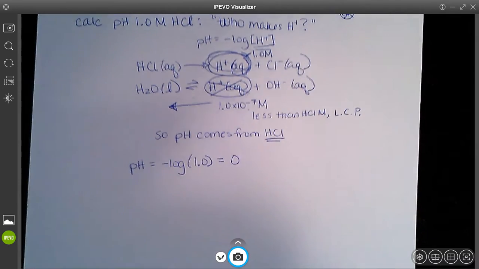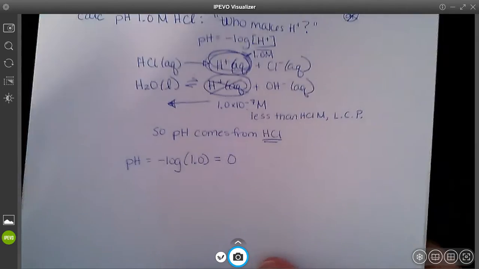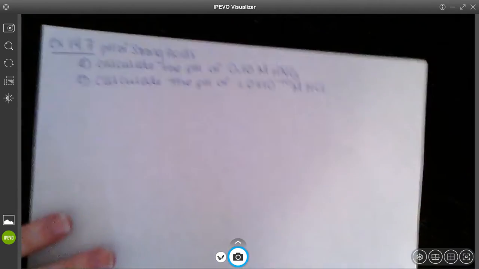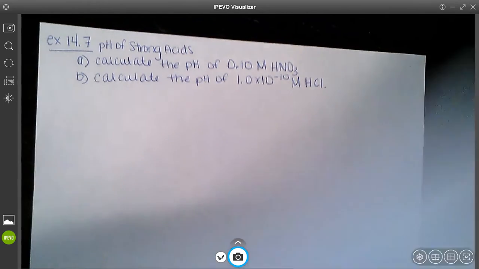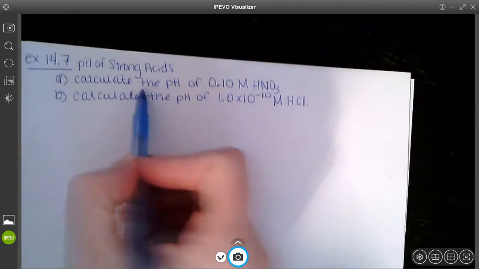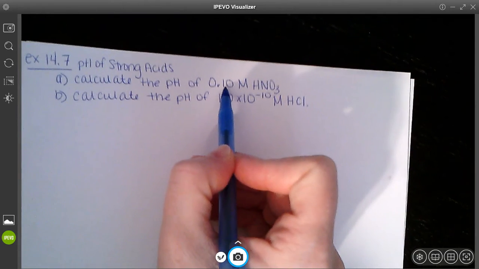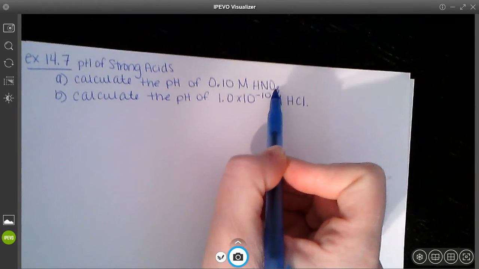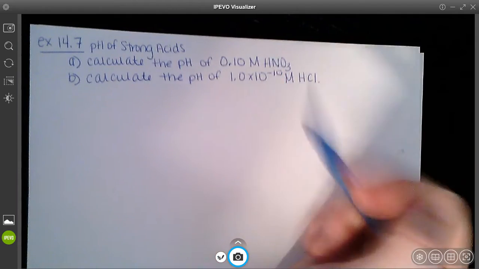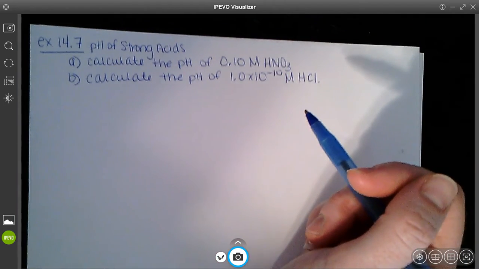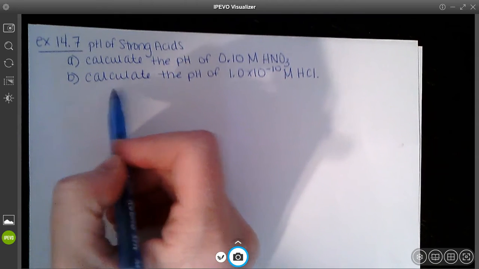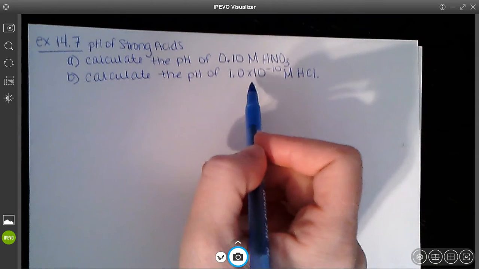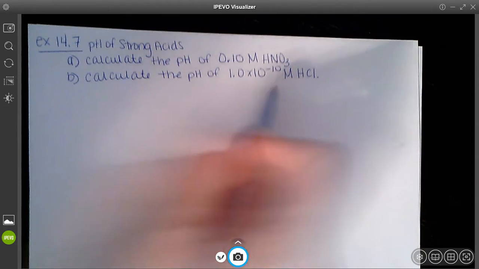All right. So let's do example 14.7, which I wrote out, and you have this in your supplemental notes. Calculate the pH of 0.10 molar nitric acid. And we know that nitric acid is a strong acid because it's one of the ones you memorized. And then after, we're going to calculate the pH of a different concentration of HCl. So let's start with part A.